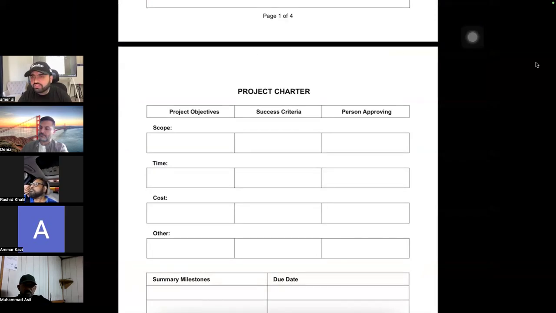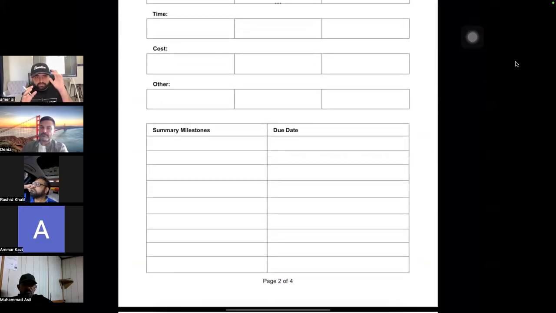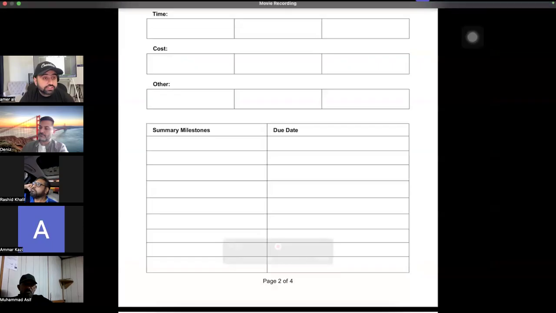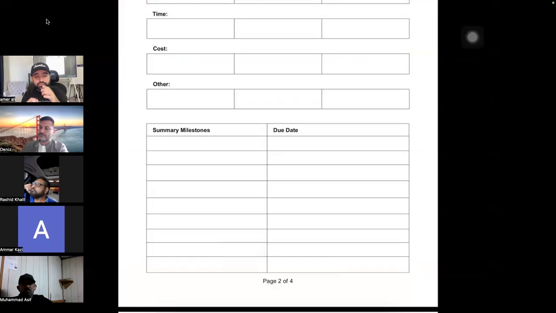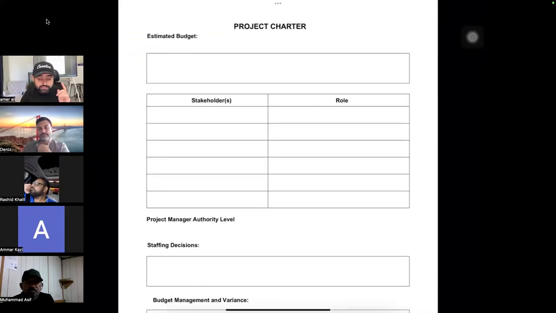Maybe other parameters if you want to measure, key milestones. Milestones are significant points in the project. We discuss what the key milestones in the project are that we need to measure and what things are there in that. Okay. Estimated budget. Who are the key stakeholders here?